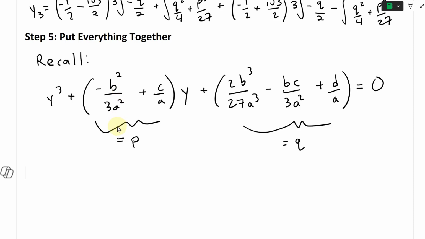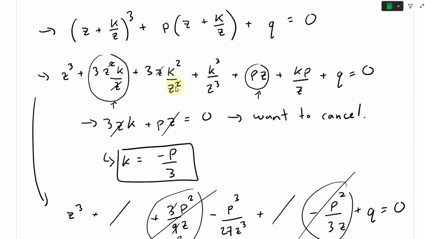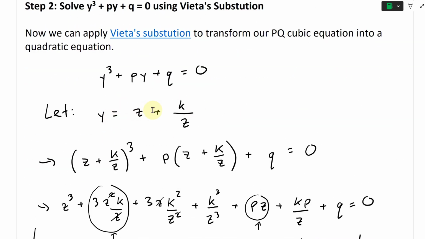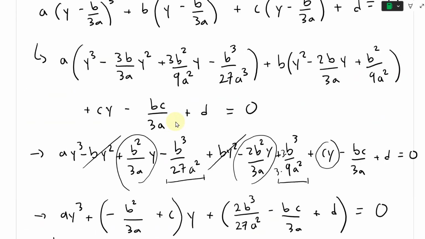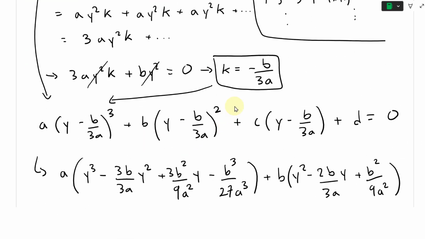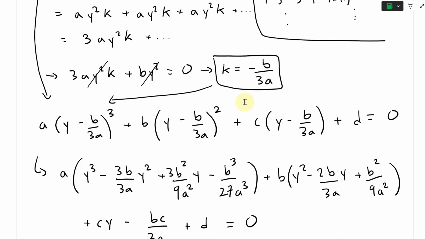And also recall the substitution that we used. Let's go all the way back up to the substitution. The substitution right here, oh no, that's the original, this is the other one. This is the Vieta substitution. Let's go to the one before, and that one is right here. We use the substitution x equals y plus k, where k is equal to negative b over 3a. So in other words, x equals y minus b over 3a.